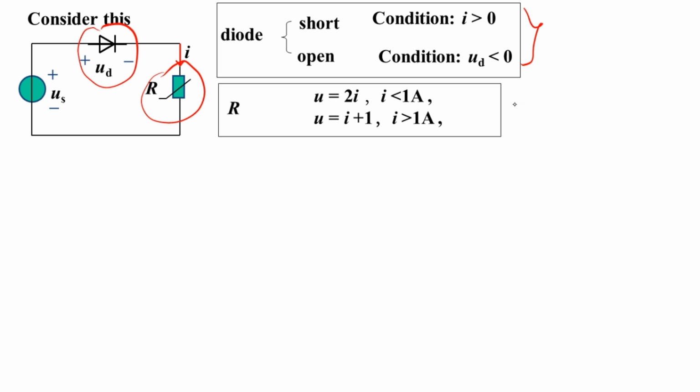This is the ideal model of the diode, which will be discussed later. The resistor also works in two sections. We leave this question to you. For such a circuit, how many subcircuits do you need to analyze so as to solve the circuit? If you understand this problem, you will also understand the second deficiency of the piecewise linear method we mentioned earlier.